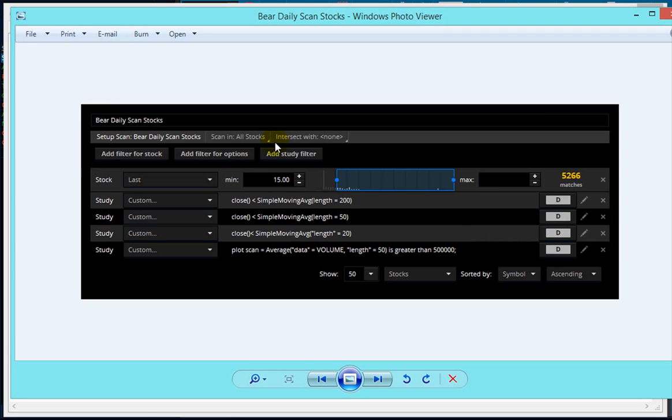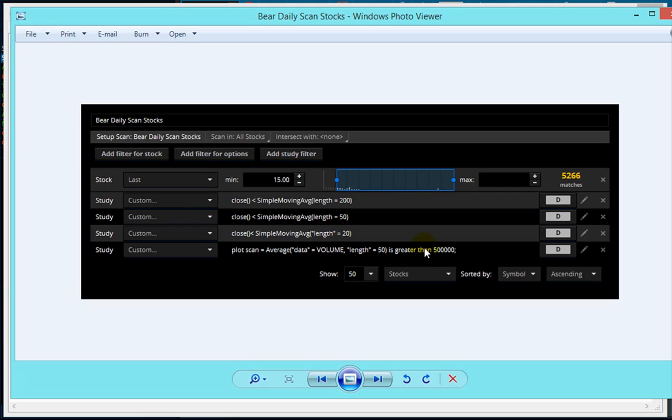This is a scan that I created a while back in my Thinkorswim. Bear daily scan stocks. That's it. I want the price to be at least $15. I don't care about the max. I want it to close, just like we talked about, below the 250 and 20. Once you see these, it's to the short side. Then I can scan and scan. If 100 stocks come up, I can pick only 10. That's all I have to do.